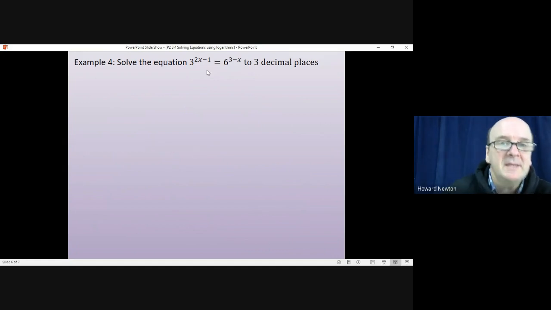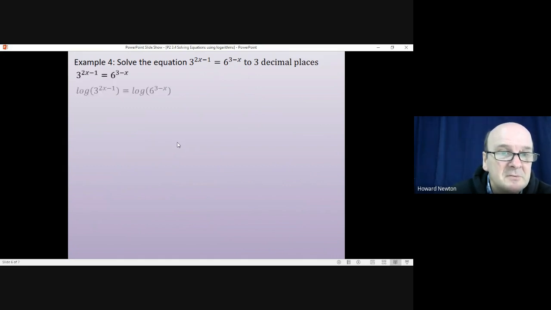Example 4, again, we've got a complicated looking equation with two powers where both of the powers involve a function of x, 2x minus 1 here and 3 minus x there. Now, I'll get you started. So 3 to the power of 2x minus 1 equals 6 to the power of 3 minus x. We are going to take logs of both sides. And then we're going to split these things up using the normal rules and try and make progress. I'll let you have a go and see if you can make sense of how we move forwards on this question. So pause the video, have a go yourself, and then come back to me when you're ready.